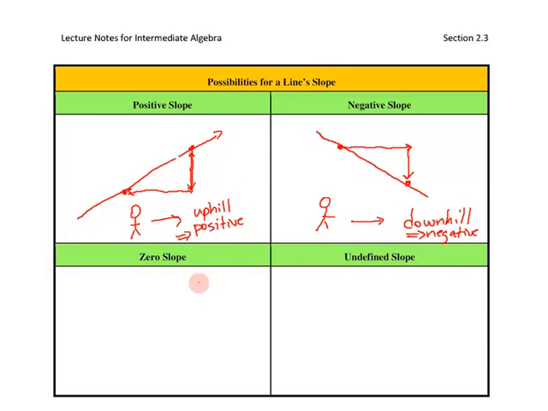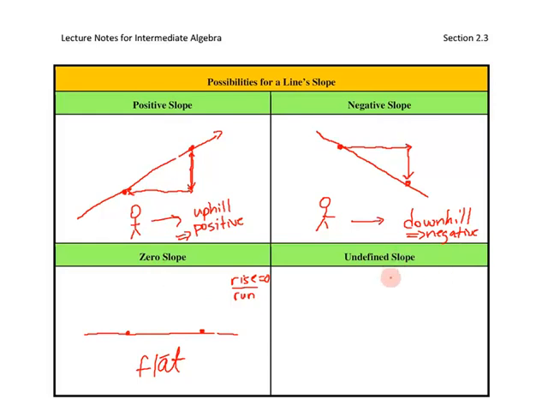Now a zero slope would mean in the fraction rise over run, 0 occurs when the rise is 0. Okay, the run can be anything between 2 points, but the rise has to be 0, which means it's flat. A 0 slope is whenever the line is flat.